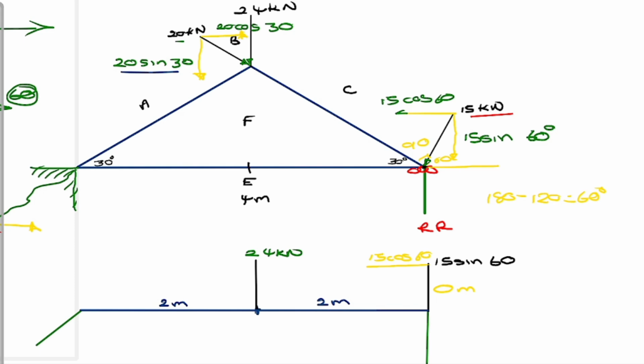Okay, instead of that, let me write it below. Let me say and 20 sine 30. Okay, that is the vertical component of the 20 kilonewtons. And I have a horizontal component.